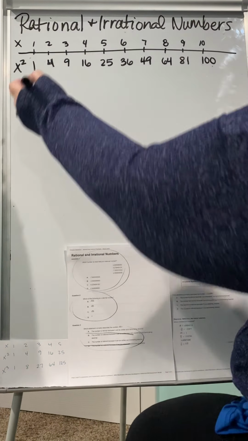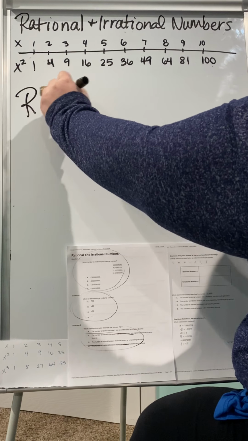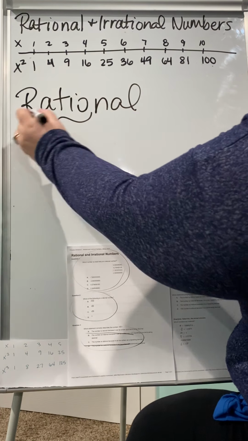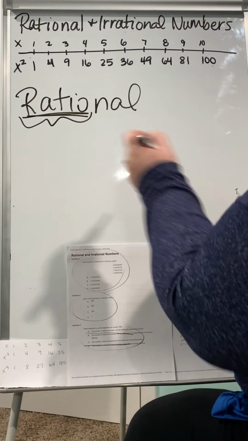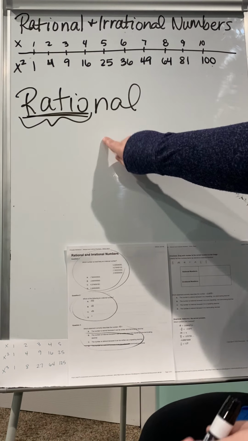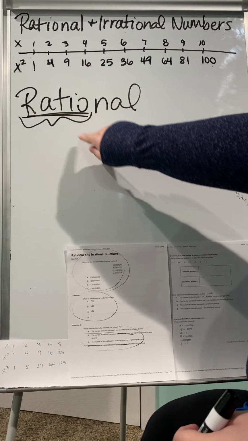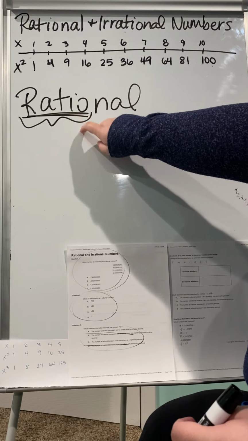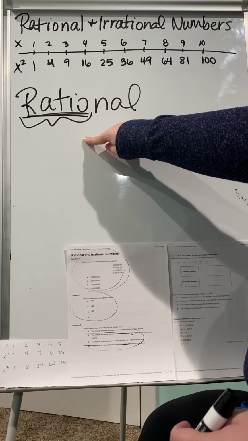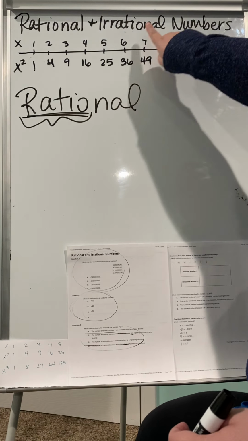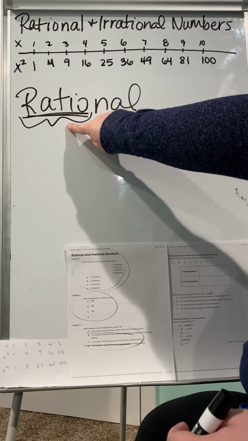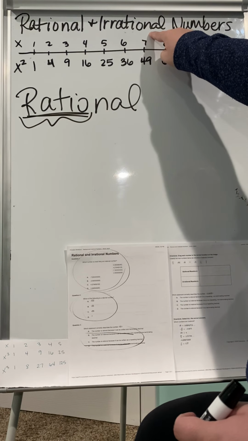This word rational has a real big keyword right here. Ratio. Okay? If you can write your number as a ratio or as a fraction, it is a rational number. If you cannot, it is irrational. Write it as a fraction, can't write it as a fraction.